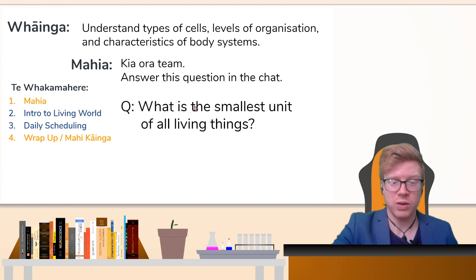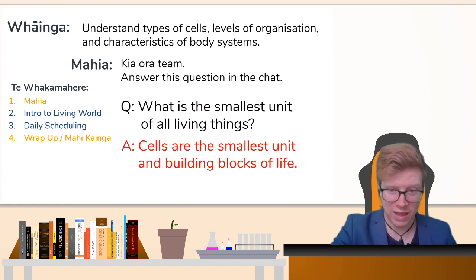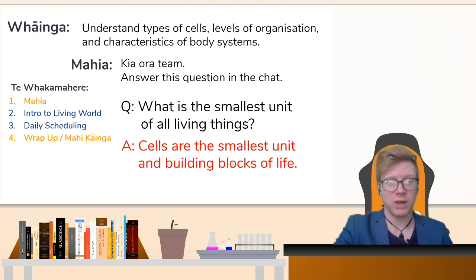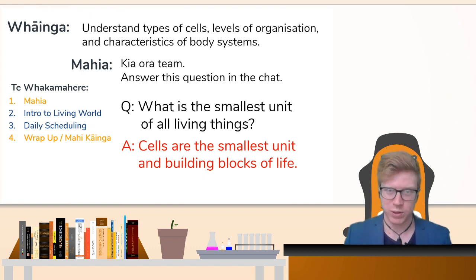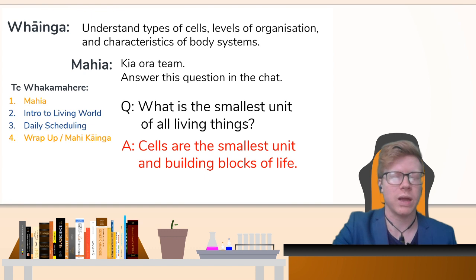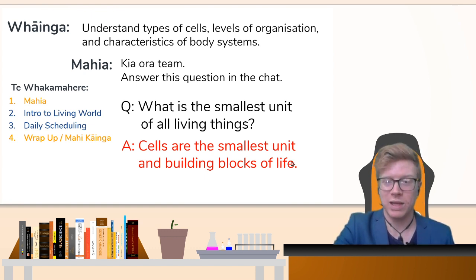Right, so the answer is obviously a cell. Cells are the smallest unit of life and they are the building blocks of life. And that's what we're going to be focusing our topic on today. We're going to understand types of cells, levels of organization, characteristics of body systems. Hopefully this will not be super new to you guys. You'll be comfortable with this content from Year 9. Some of it might have slipped through your memory, and that is absolutely okay.